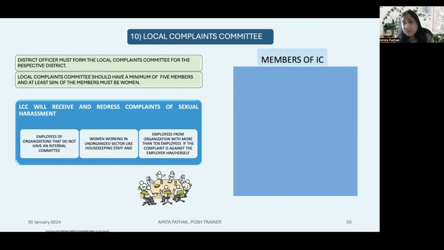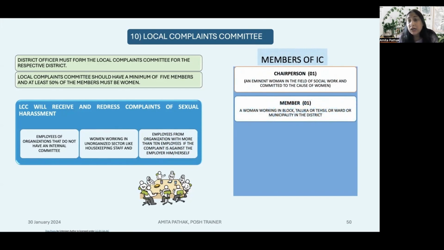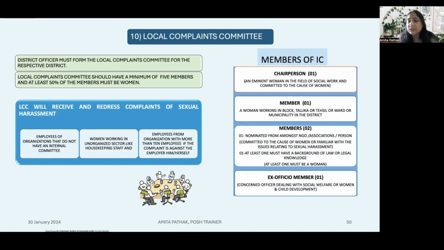What are the members of the LCC? Minimum 5 members are there. The first is the chairperson, a woman in the field of social work or committed to the cause of women. Second, a woman working at block, taluka or tehsil level or municipality in the district. Then 2 members, of whom 1 should be from an NGO, association or a person committed to the cause of women or familiar with issues related to sexual harassment. Another member, at least one, must have a legal background, and among these 1 must be a woman. 1 is the ex officio member, the concerned officer dealing with the social welfare of women and child development. So these are the 5 members of the local complaint committee.